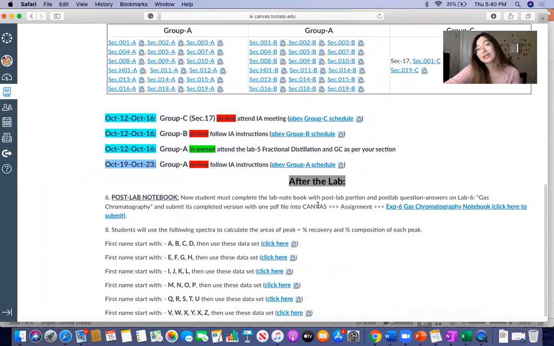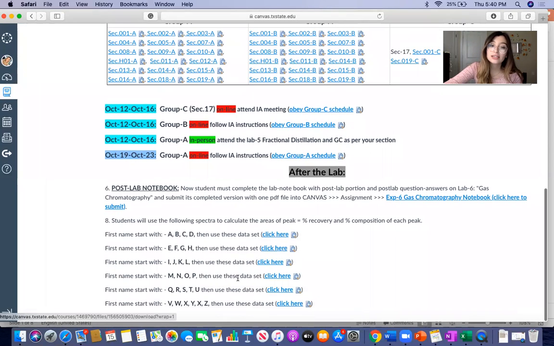Your post-lab notebook is due before 11:59 p.m. every Sunday, and this is the data that everybody's going to be using depending on your first name.